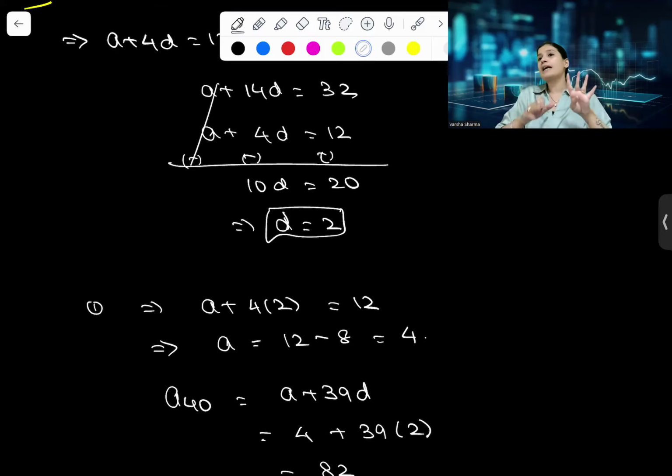Our priority, no matter what they ask us to find or what they ask us to prove, irrelevant of that, we need to find A and D. For that you need to have two equations. If you give me only one equation, I can't find that. Once I have the two equations, we'll use that to find whatever they have asked us to. Agree?